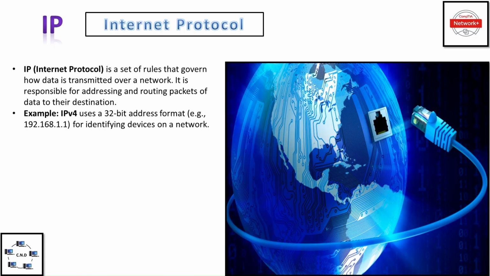IP, Internet Protocol. IP is a set of rules that govern how data is transmitted over a network. It is responsible for addressing and routing packets of data to their destination. For example, IP version 4 uses a 32-bit address format, for example 192.168.1.1, for identifying devices on a network.